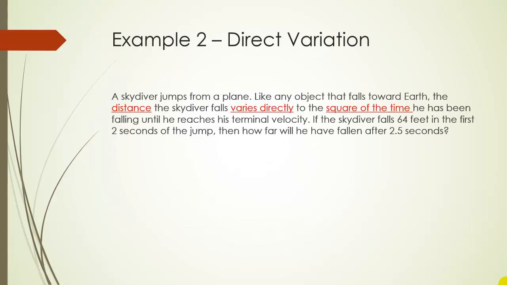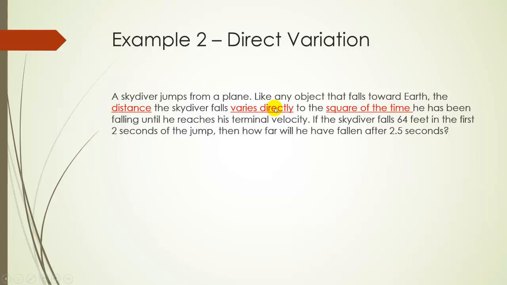Let's look at another example. This one's a little bit trickier. A skydiver jumps from a plane. Like any object that falls toward Earth, the distance the skydiver falls varies directly to the square of the time. So if a skydiver falls 64 feet in the first 2 seconds of the jump, how far will he have fallen after 2.5 seconds? There is some extra information here because they're describing a physical property, but the first sentence we care about is that distance varies directly with the square of time.